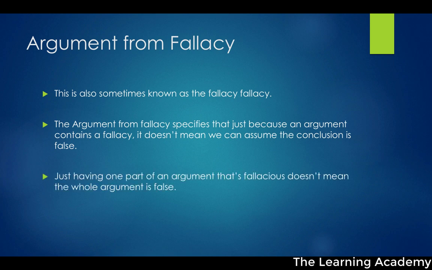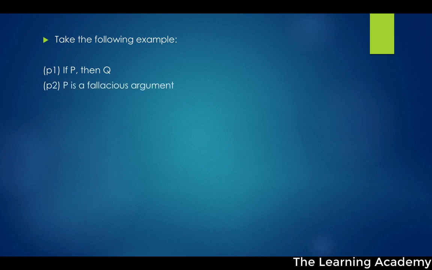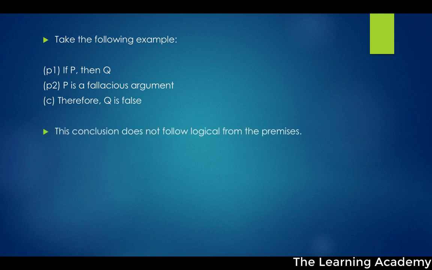Just having one part of the argument that is fallacious doesn't mean that the whole argument is false. Let's take a look at an example. If P then Q is the first premise, P is a fallacious argument, therefore Q has to be false. You can see here that just because we can conclude that P may be fallacious, it may be an appeal to authority or an appeal to probability, that doesn't mean that Q is necessarily false as well. This conclusion does not follow logically from the premises.